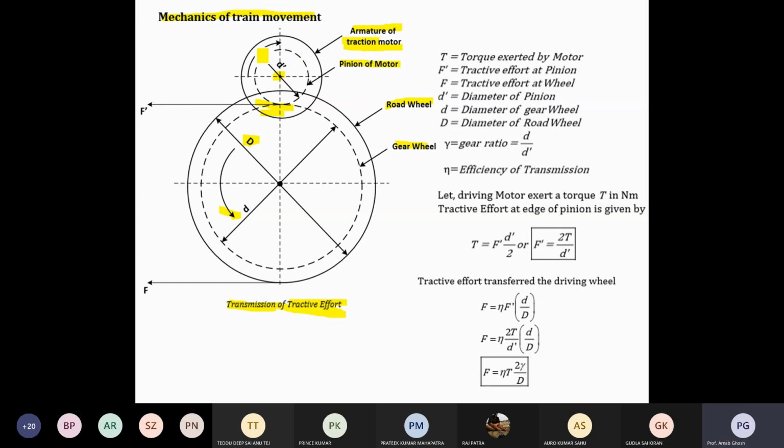You know that there are dotted lines, one dotted line and one solid line. That is your motor shaft, then your final traction motor shaft. Here is the wheel, and that internal portion is called the gear wheel. So you know the pinion gear joint. The diameter is written as small d, d dash. What are the notations? Capital T means torque exerted by the motor.